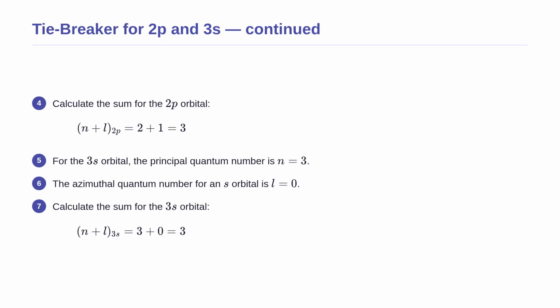Now we look at the 3s orbital. The principal quantum number n is 3, placing it in the third shell. The azimuthal quantum number L for an s orbital is always 0. Substituting these values into the formula and adding them together also gives us a total index value of 3. Both orbitals have an n plus L sum of 3, creating a mathematical tie. We must now use our tiebreaker logic.